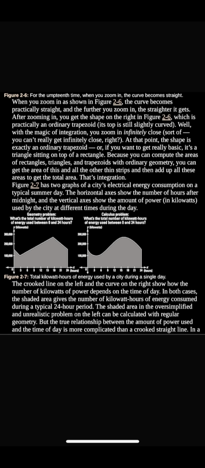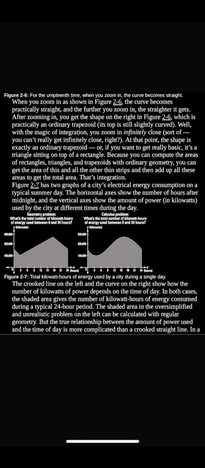Figure 2-7 has two graphs of a city's electrical energy consumption on a typical summer day. The horizontal axes show the number of hours after midnight, and the vertical axes show the amount of power in kilowatts used by the city at different times during the day. Figure 2-7: total kilowatt hours of energy used by a city during a single day.